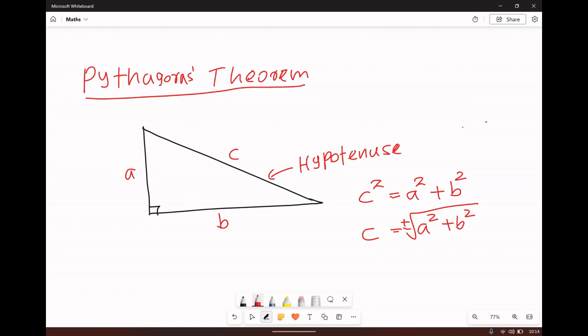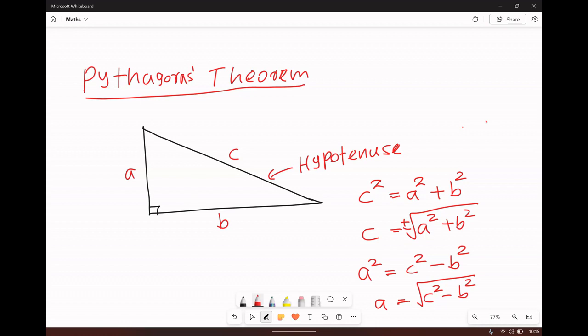Otherwise, if you want to get the length of a by knowing c and b, we could say a squared is equal to c squared minus b squared. Therefore, a is equal to the square root of c squared minus b squared. So hope you know that.